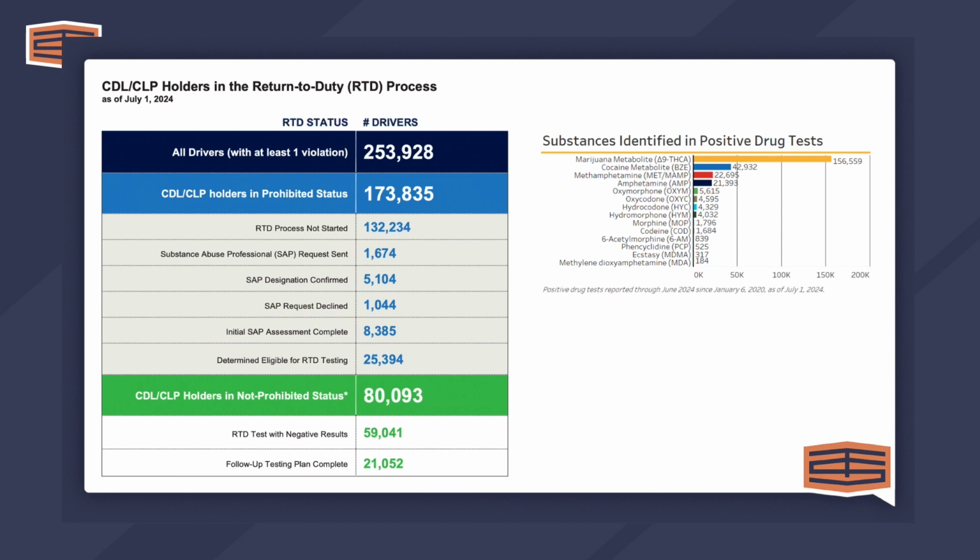That's not to say they cannot come back. There could be a lot of reasons for that. They may not be able to find a motor carrier that's going to hire them to complete return to duty testing and administer the program, or maybe they're just confused about what it takes to come back to drive, and they've thrown their hands up. So on the right side there, you'll see the substances that have been identified as the positive drug test. Not surprisingly, marijuana is at the very top of the list there.